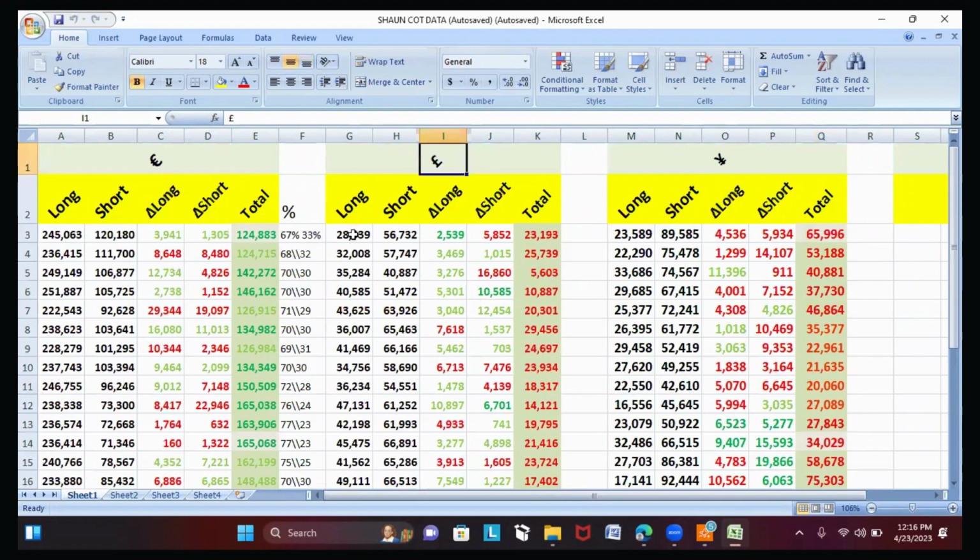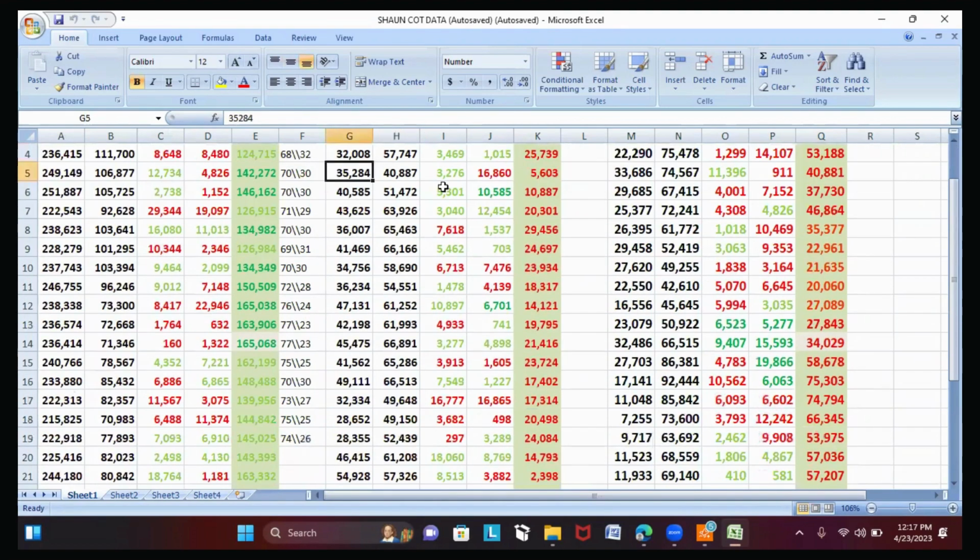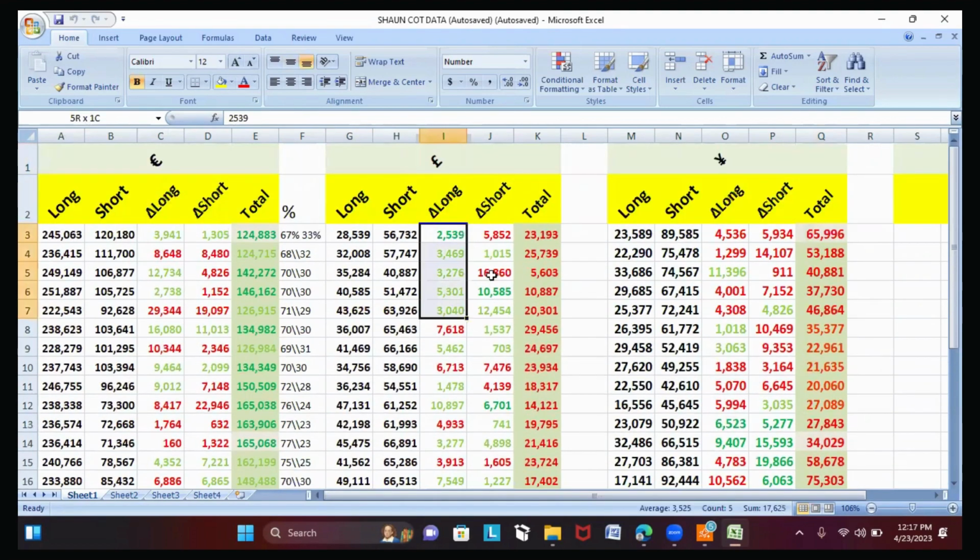In the first week of December last year, we had 28,000 buyers compared to 56,000 sellers. So this tells us that the pound was very weak at this stage, hence we saw the pound going down. And then we kept on adding buyers while closing some of the sellers. That pushed the buyers to 36,000, and the sellers went from 56,000 to 65,000.